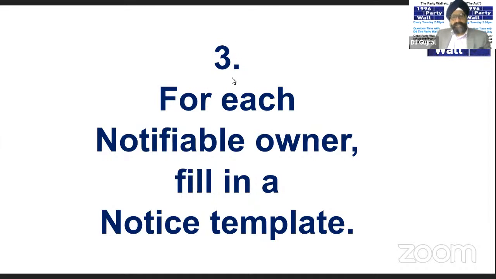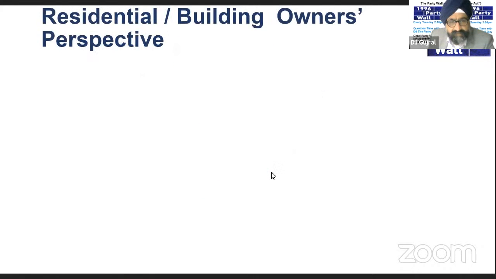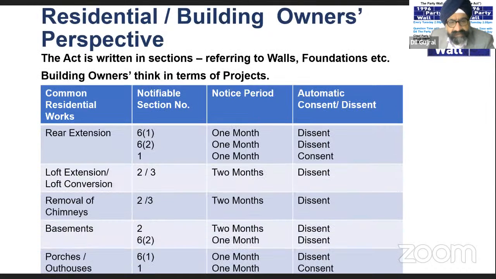Now, next step number 3, for each notifiable adjoining owner, fill in a notice template. So that's step number 3 on this checklist. And again, back to this table.